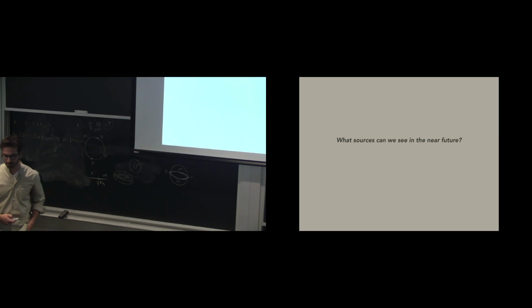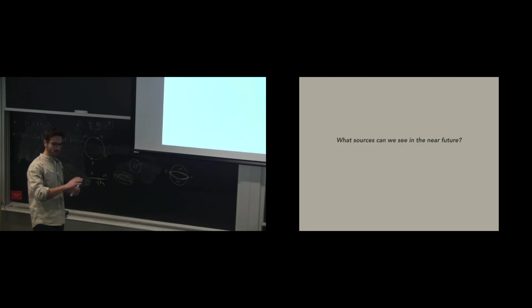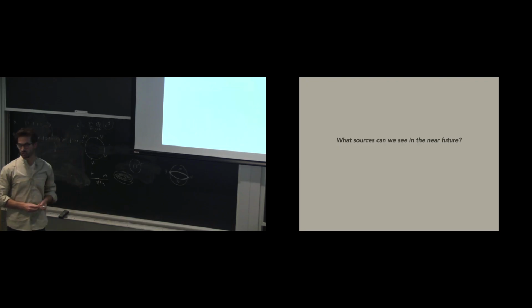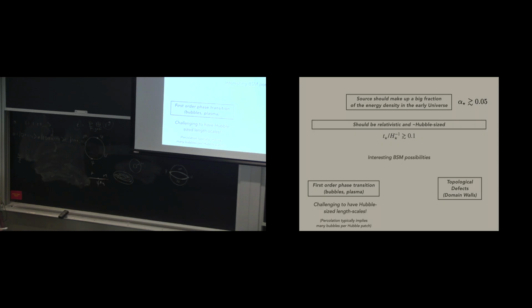And so these topological defects entered in. For now I just tried to describe some general properties of the gravitational wave spectrum for certain classes of models. Now I will specify even more to a specific type of source, which are topological defects. So why are these sources particularly motivated for near future observations?